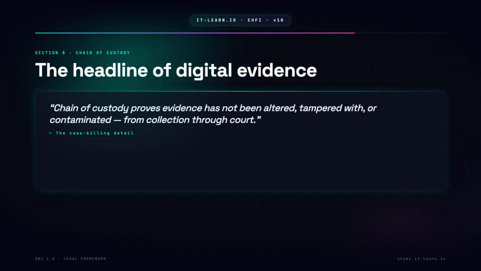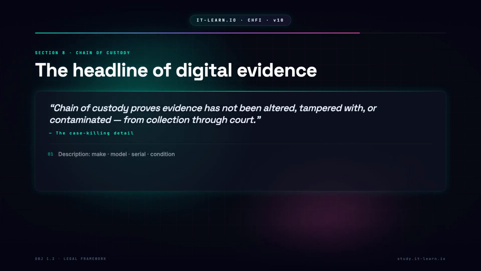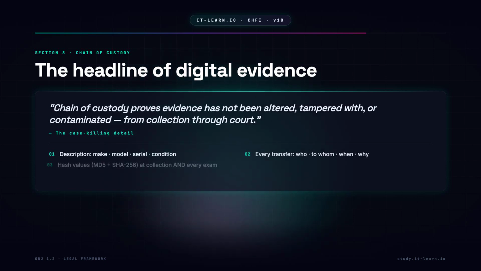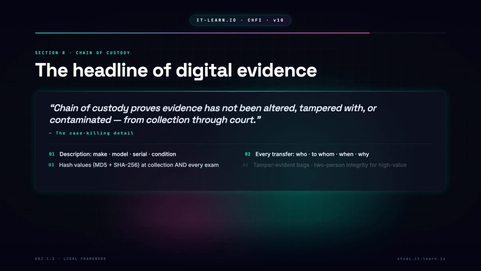Now, the headline, Chain of Custody. Chain of custody is the documented chronological record of who had possession of evidence, when, and what they did with it. It proves the evidence was not altered, not tampered with, not contaminated, from the moment of collection through every transfer to presentation in court.